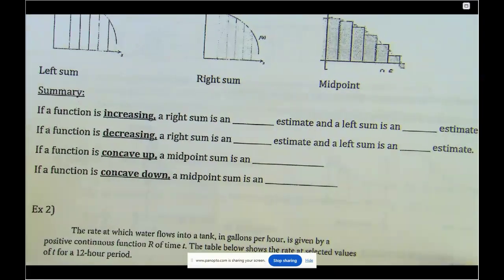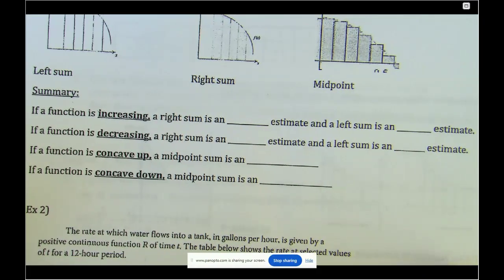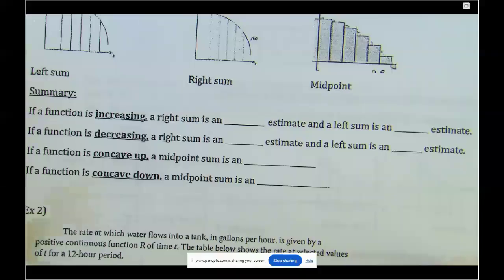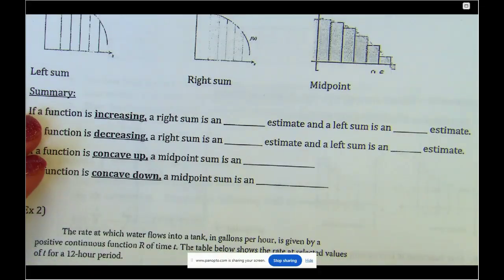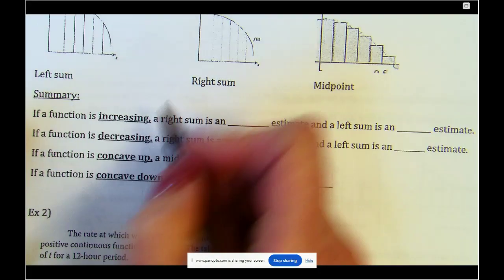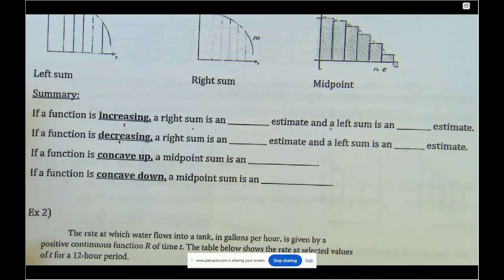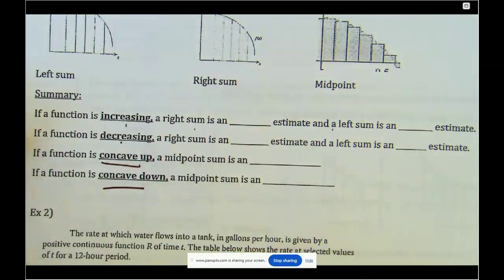So decreasing. Left hand, if it's decreasing, left is going to be under. I don't want you to memorize it. I just wanted to talk about it. So here's how you know though. Increasing and decreasing is what determines left and right. Concavity is what tells you about midpoints. Okay. So whether it's increasing or decreasing isn't going to change the midpoint. It's whether the thing is concave up or concave down. Okay.